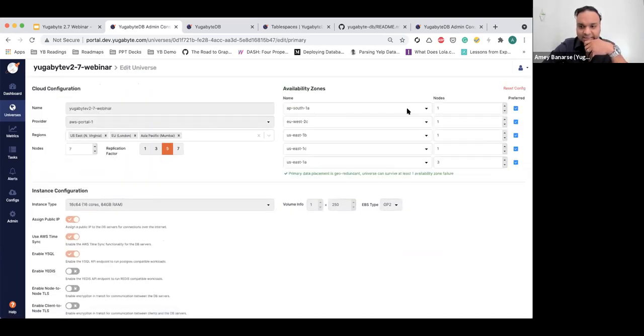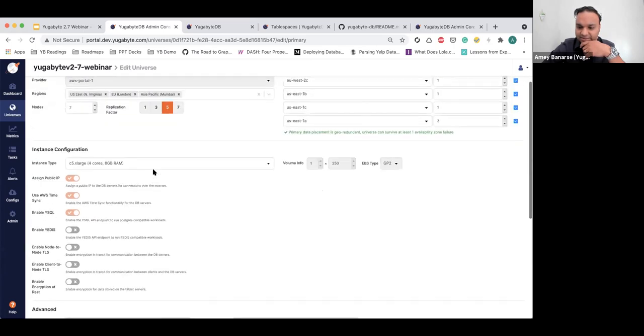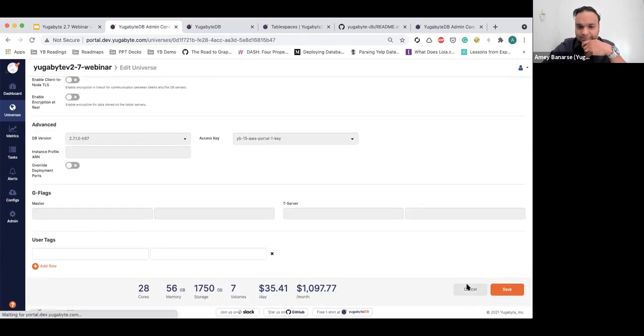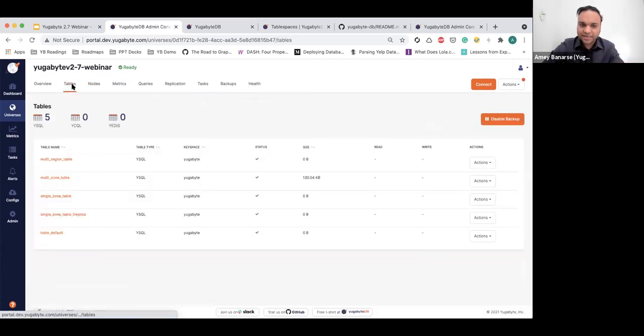We have 3 nodes split in US East 1A, then one node each in US East 1B and 1C, 1 node in US West 2, and 1 node in South Asia. That way, it's a replication factor 5, 7 nodes, a pretty simple config because we're just doing a basic demo here, with 4 cores and 8 GB RAM across that. And when we look at how the tables are laid out, let's look at one of the tables, which is a multi-region table.